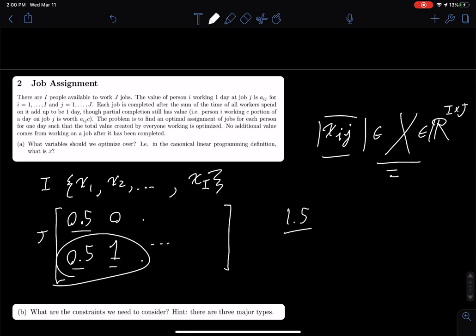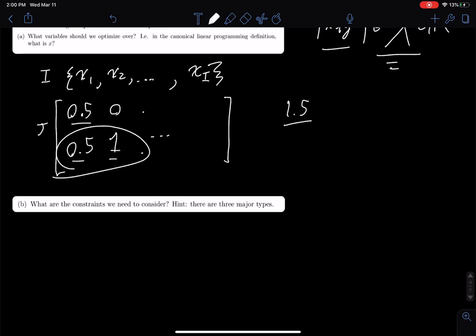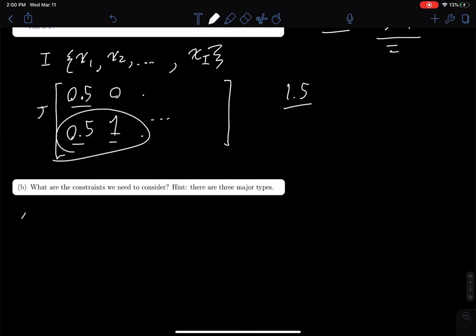The first part of looking at an LP problem is always to come up with the decision variables. What do you have control over? We don't have control over the number of jobs, or the number of people, or the payoffs. All we have control over is how much time each worker spends working on each job, given the constraints. So let's write out the constraints too. What are the types of constraints? We have a hint that there are 3.